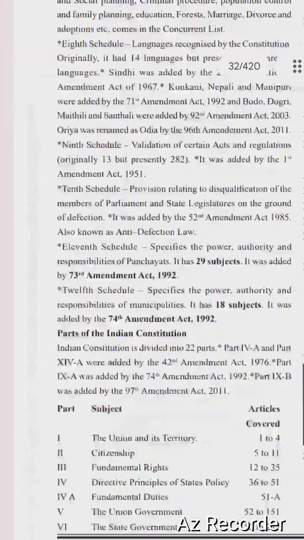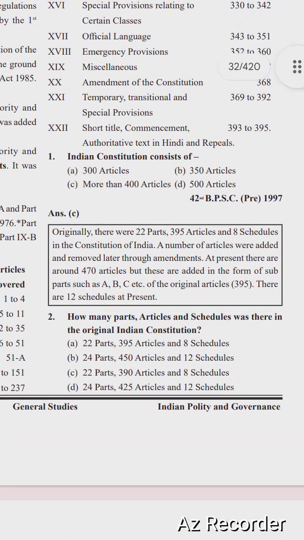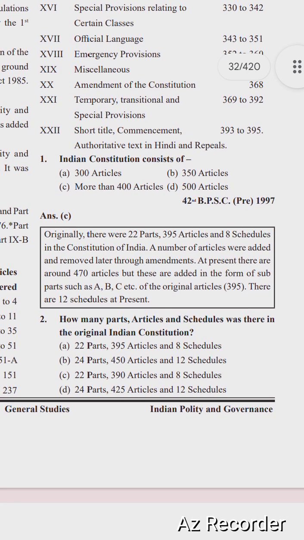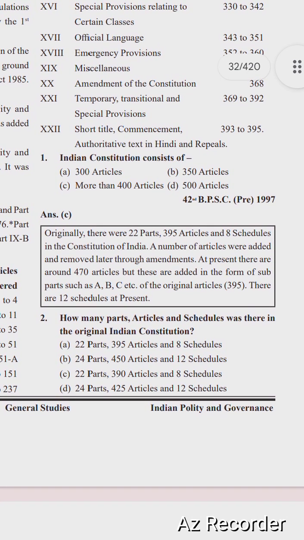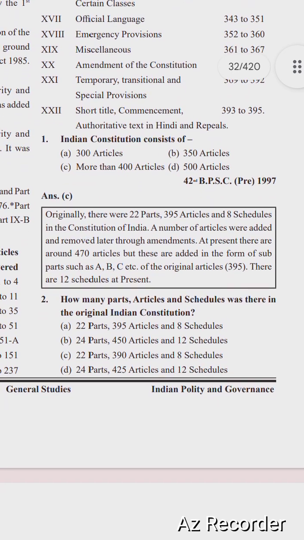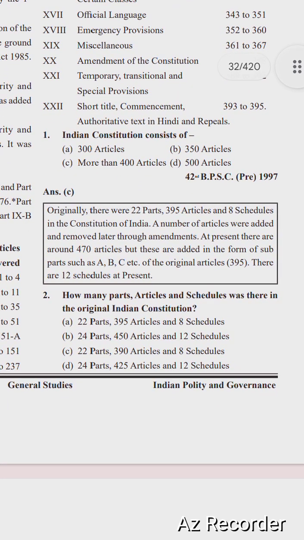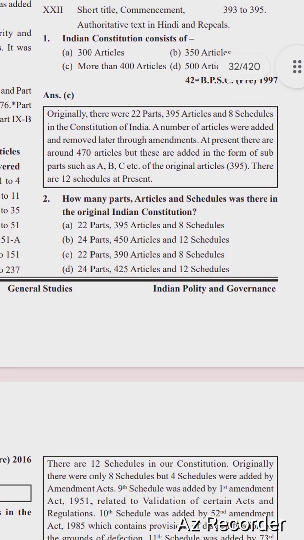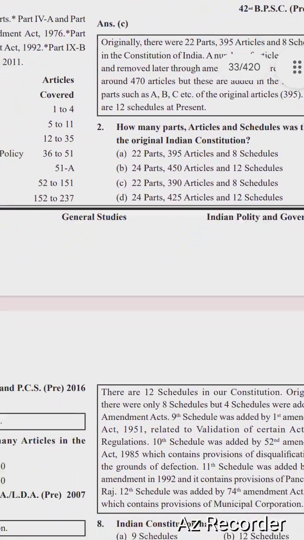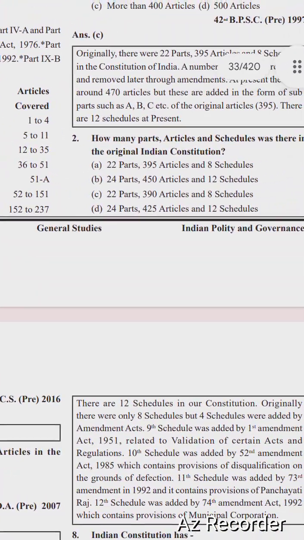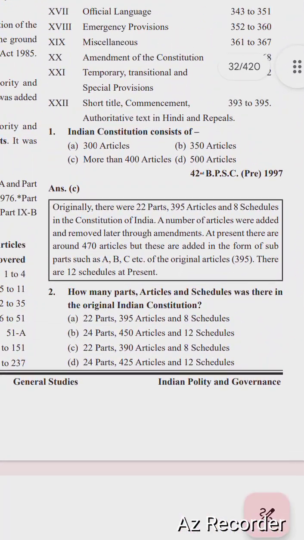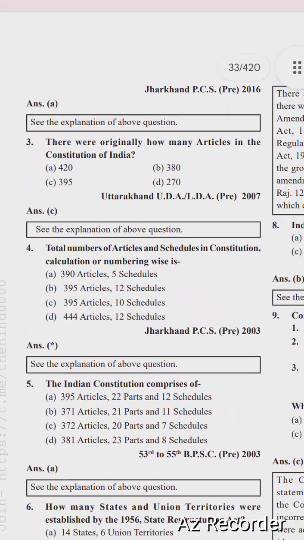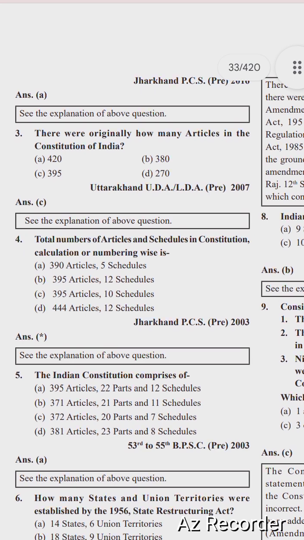So the next question is, the Indian Constitution consists of 300 articles, 350 articles, more than 400 articles, or 500 articles. So the right option is option C, more than 400 articles. How many parts, articles, and schedules were there in the original Indian Constitution? The right option is option A, 22 parts, 395 articles, and 8 schedules.